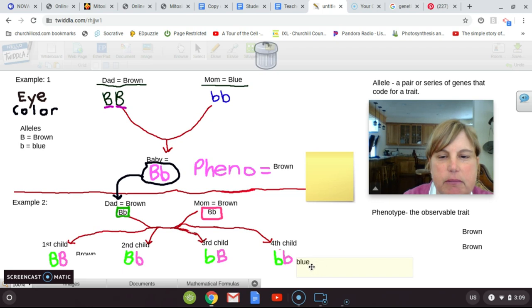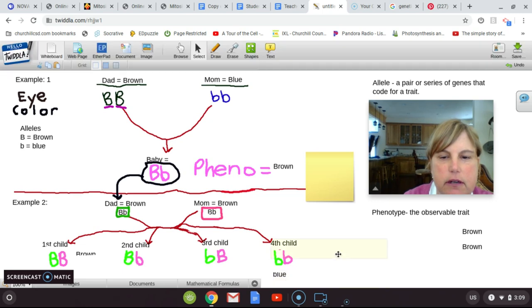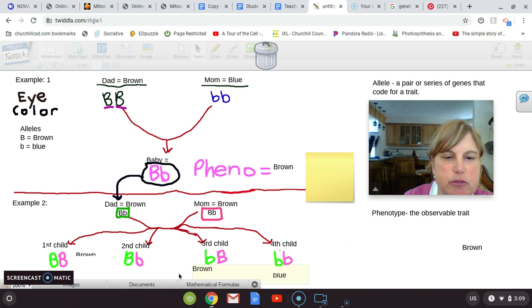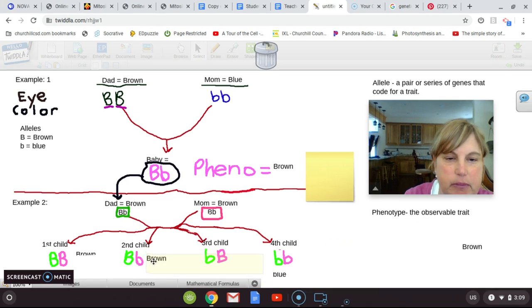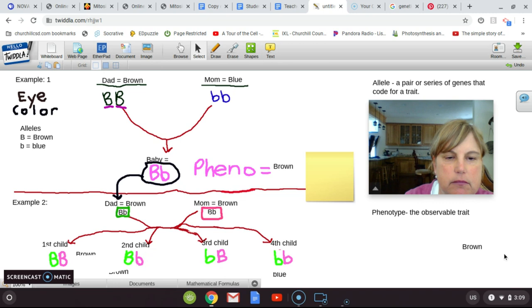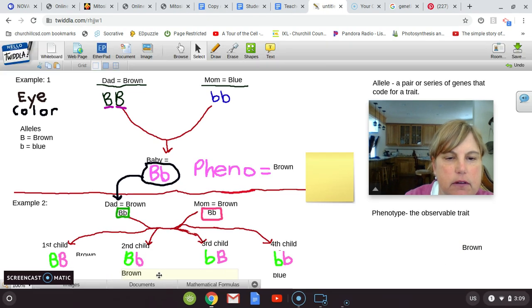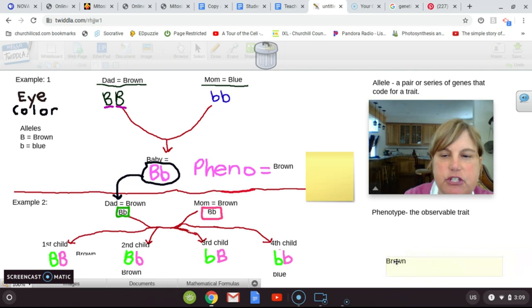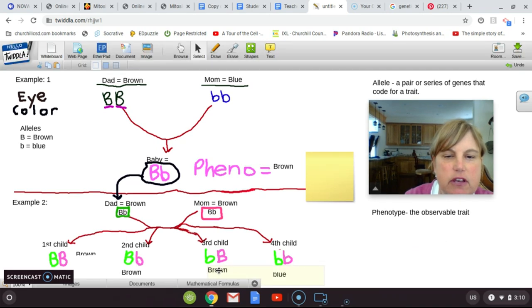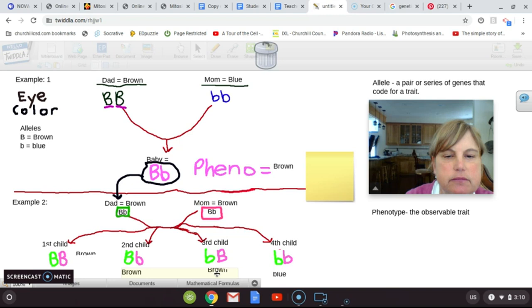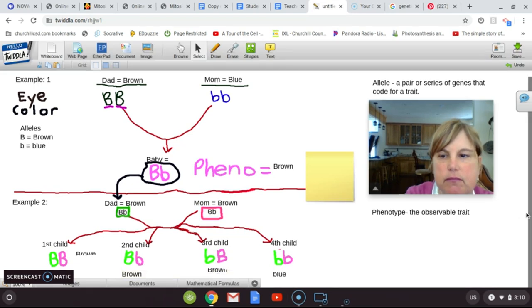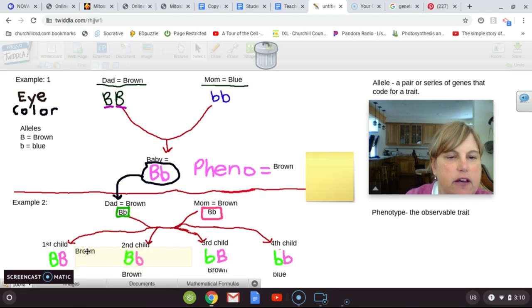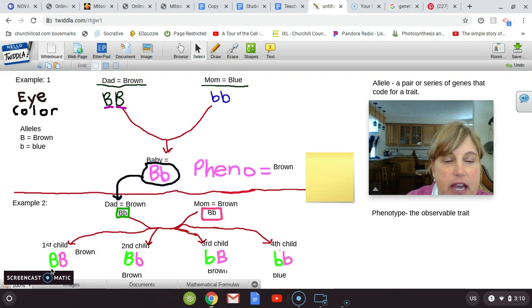And then, I don't know why my blue's not showing right there. Let's put blue right there. Now it'll still show. Then if I look at the second child, it has a capital B, so its phenotype will be brown. And then this one also has a capital B, so it's going to look brown. So when we look at this, the first child is going to have brown eyes because it has both capital B's.